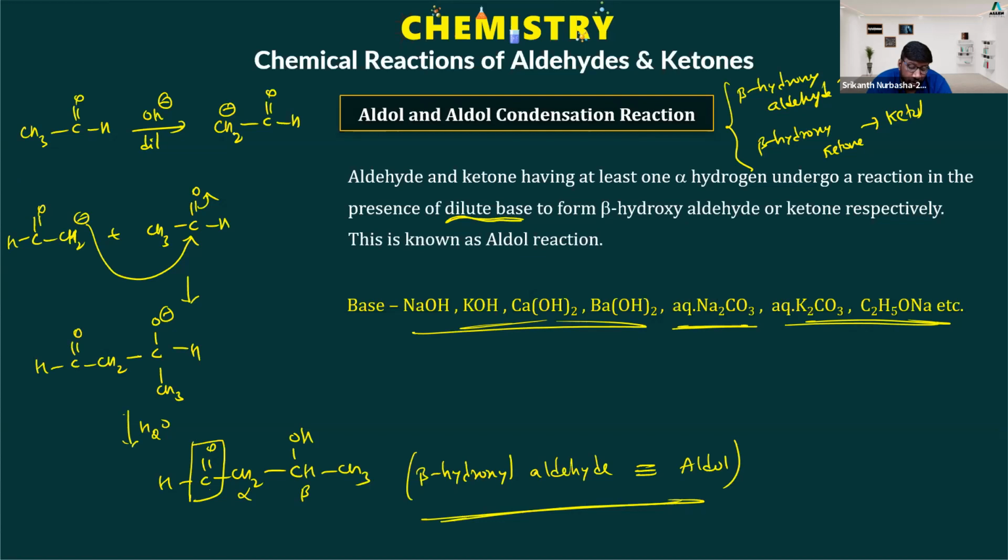The base picks up the proton, forming the respective enolate. The CH2 minus is now going to attack the carbon. Nucleophilic attack, nucleophilic addition is going to happen to form the respective aldol. Is that clear or not, students? Try to respond.